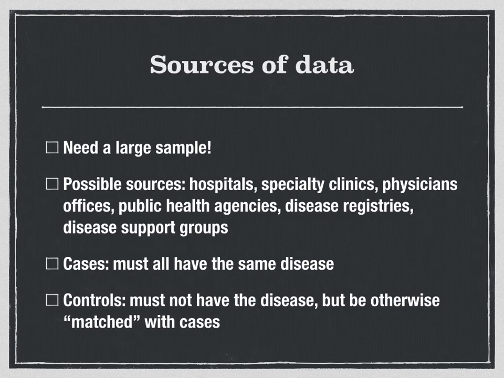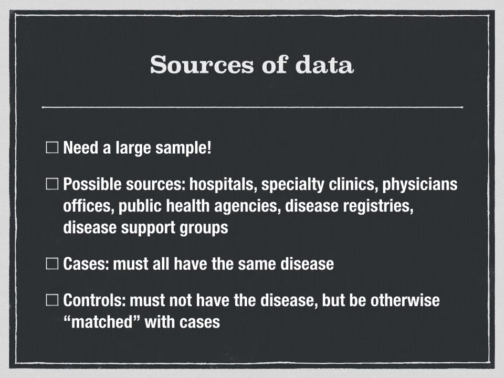Case control studies require a sizable number of cases, so it's important to identify a source for your sampling. Possible sources are hospitals, specialty clinics, physicians' offices, public health agencies, disease registries, and disease support groups. All cases must have the same disease, disability, or other health-related condition, so you must be really clear on the specific characteristics of your target population.